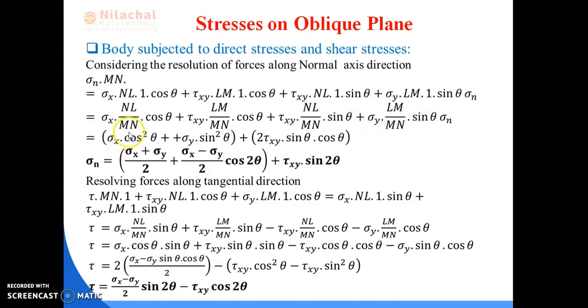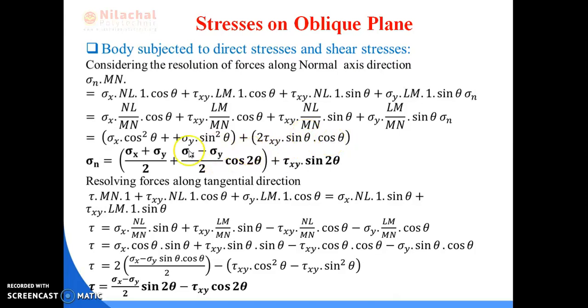Now you are getting that NL by MN is your cos theta, so sigma x cos square theta. Tau xy LM by MN means sin theta, so tau xy sin theta. Again, another is tau xy NL by MN is cos theta, so tau xy cos theta sin theta. Both are added, so we are getting 2 tau xy sin theta cos theta. Sigma y, here LM by MN is sin theta, so sigma y sin square theta. Sigma x cos square theta plus sigma y sin square theta plus 2 tau xy sin theta into cos theta.